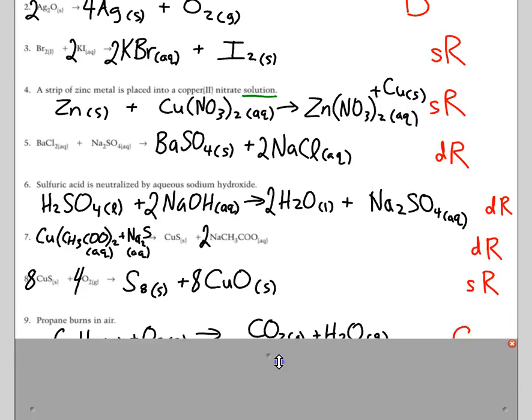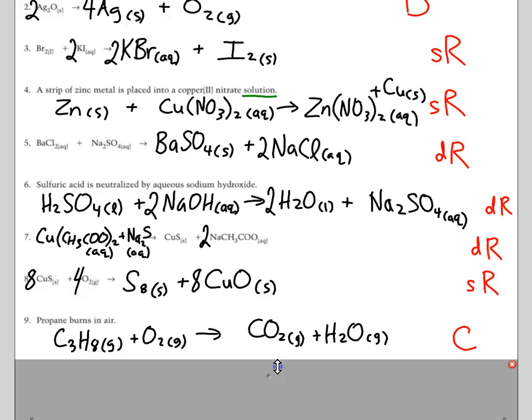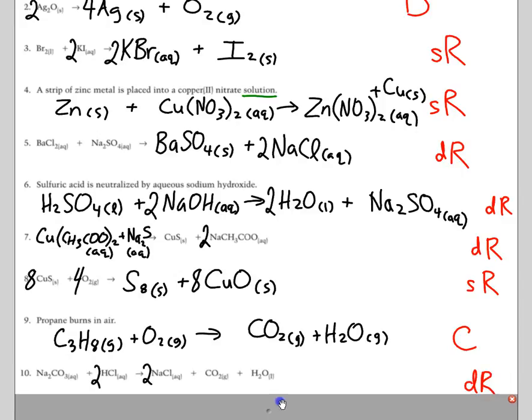Almost done here. Looking at the combustion of propane. So this is a combustion reaction. Propane, you can look up in the common chemical table. C3H8, it's a gas. Combining that with oxygen, we get carbon dioxide and water. It's not yet balanced. I'll leave that one for you to figure out.